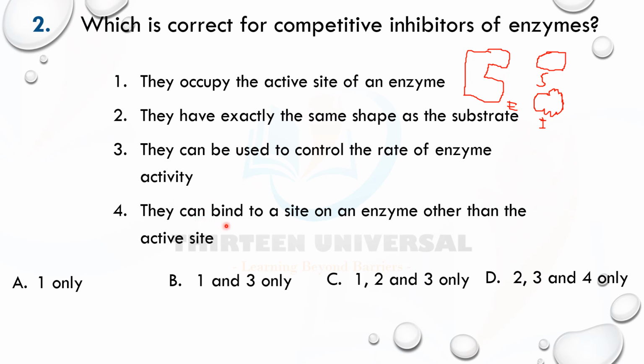Number 4 says they can bind to a site on an enzyme other than the active site. No, they bind only to the active site. They are not non-competitive. So the answer here is 1 and 4. Okay, no, 1 and 3, because 2 is wrong and 4 is wrong for a competitive inhibitor. So 1 and 3 is B. So B is the answer. All right, let's go to the next question.